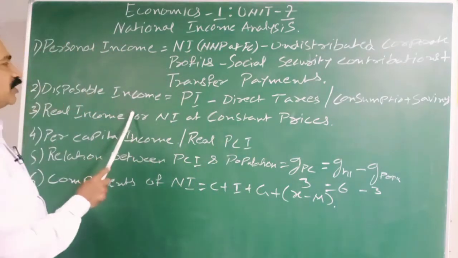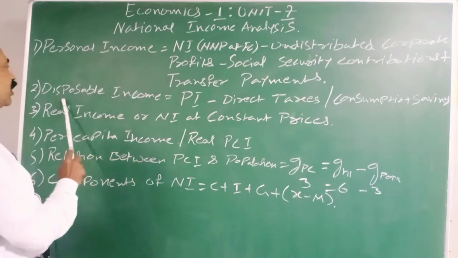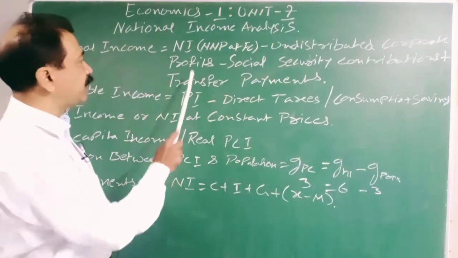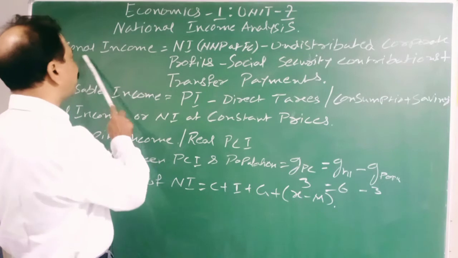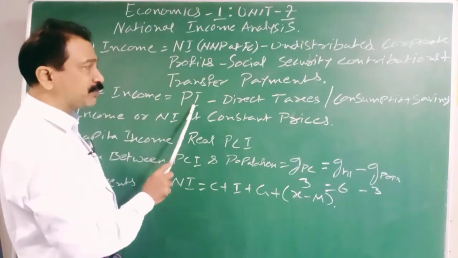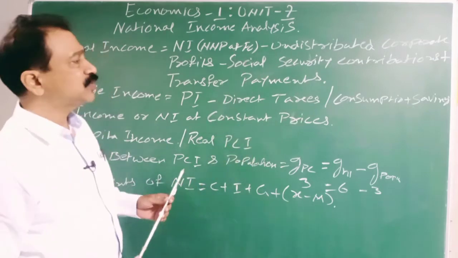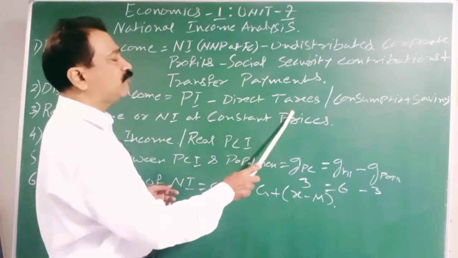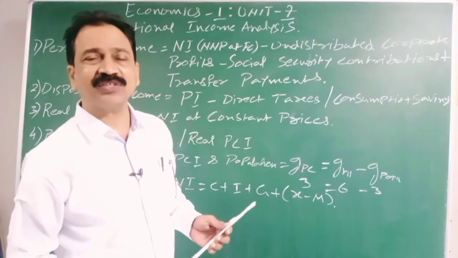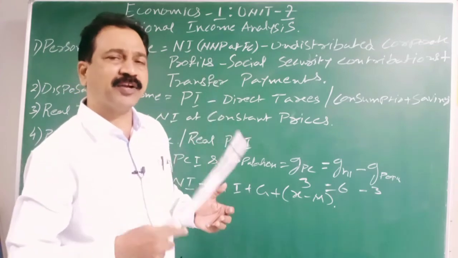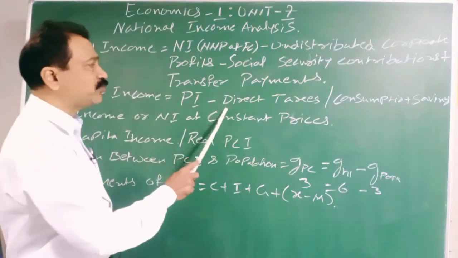Now we will see the second one, disposable income. This depends on personal income. Whatever has been reached after removing these two and adding transfer payments, that will be taken. From this we will remove direct taxes. What are direct taxes? Whatever we pay as property tax, income tax, wealth tax, all those taxes are paid directly to the government by the persons. So from personal income we have to remove these direct taxes.